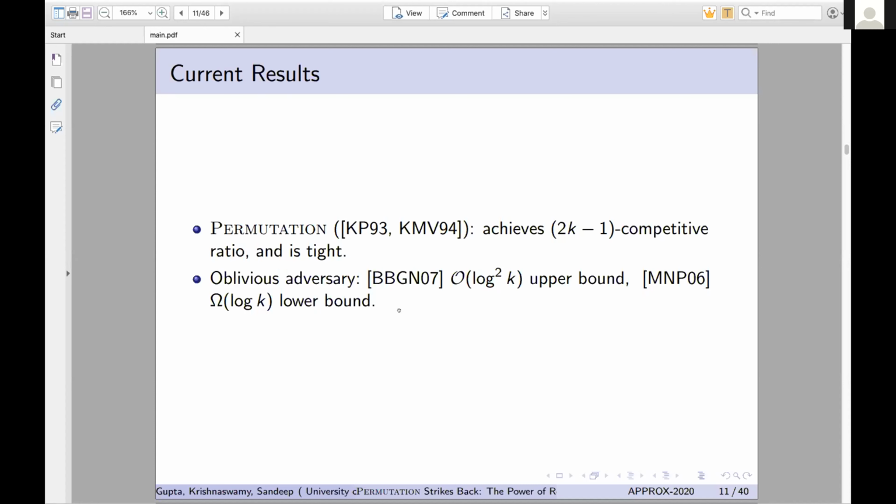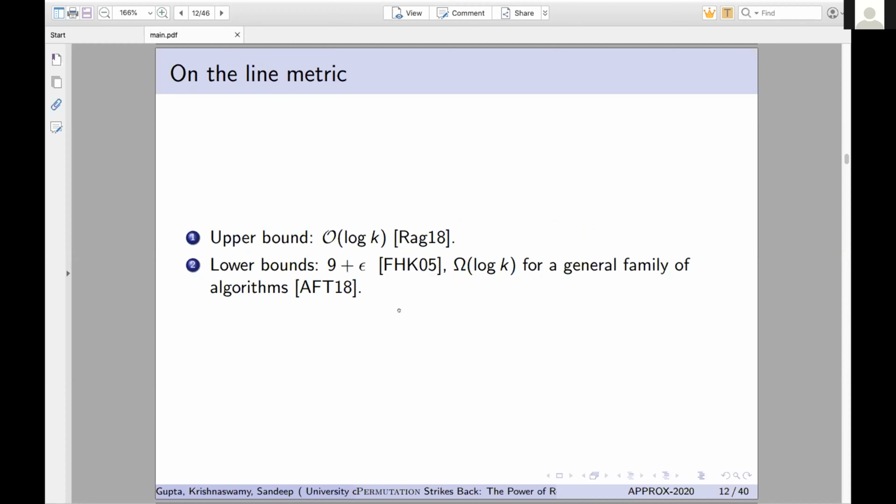One other important case is the line metric. This is sometimes referred to as the k-server problem on the line, the same problem, but all the servers are on a line, like one-dimensional. And here there is a significant gap between the upper bound and lower bound. The upper bound is log k and the lower bound is 9 plus epsilon. And interestingly, there is a log k lower bound for a certain specific type of algorithm. This is an outstanding open problem, to resolve the gap.